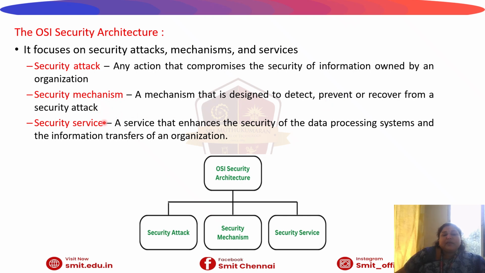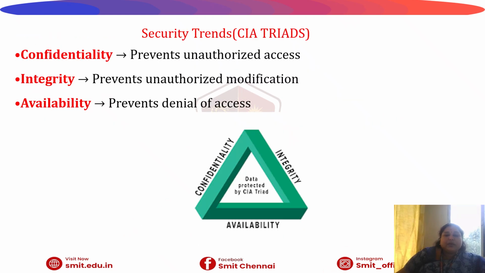And security service is nothing but a service to enhance the security of data processing systems and information transfers of an organization. So these are the three main characteristics included in the OSI security architecture. And next we are going to see security threats. So security threats is nothing but CIA threats.